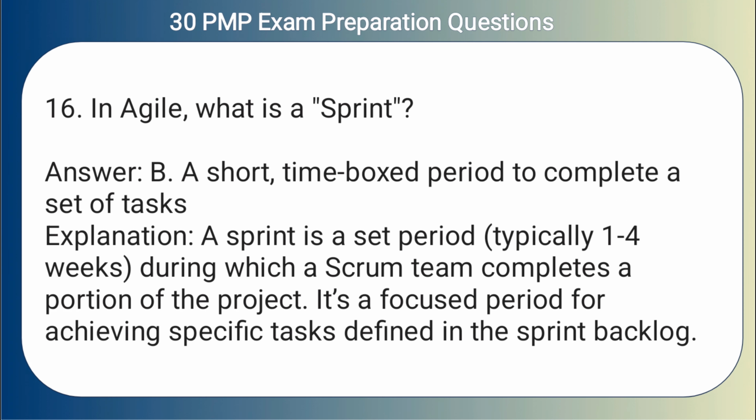Answer. B. A short, time-boxed period to complete a set of tasks. Explanation. A sprint is a set period, typically 1 to 4 weeks, during which a Scrum team completes a portion of the project. It's a focused period for achieving specific tasks defined in the sprint backlog.